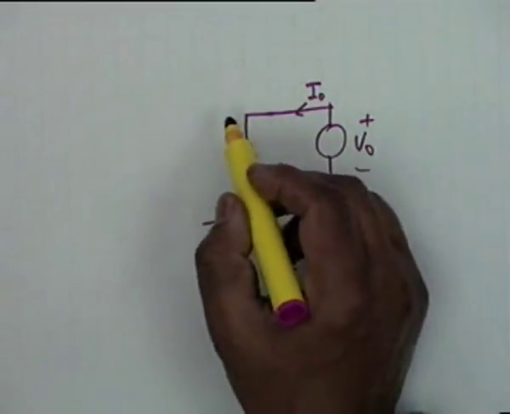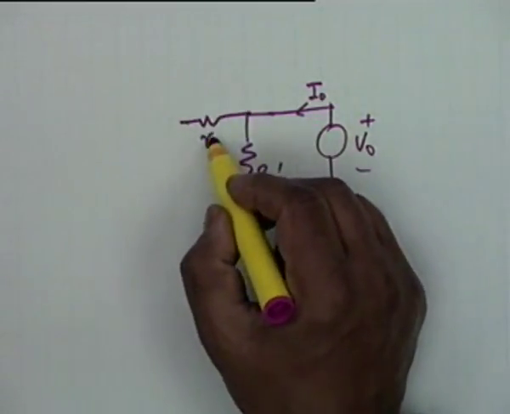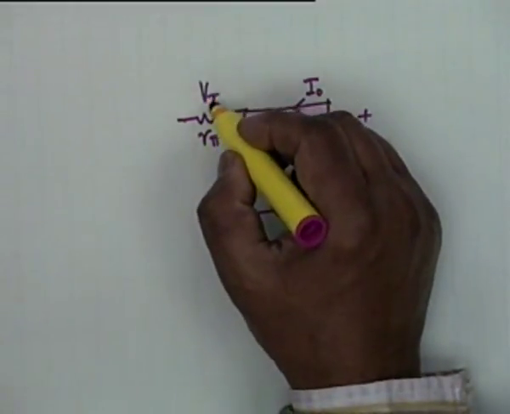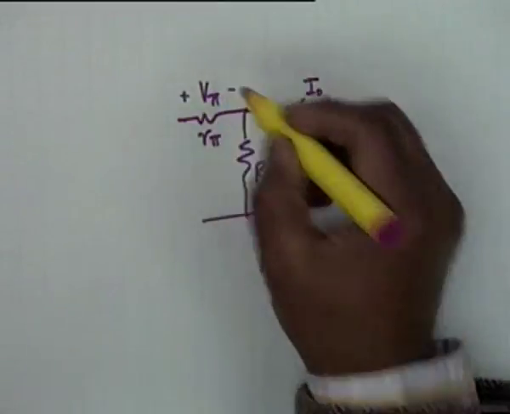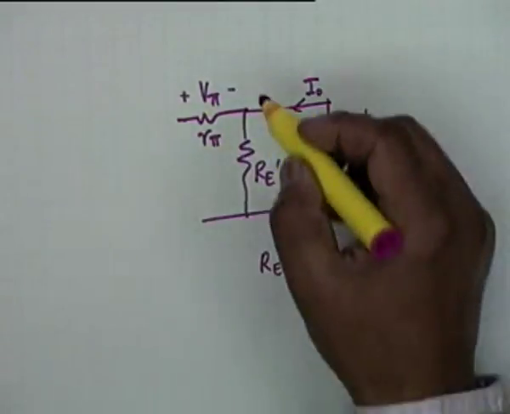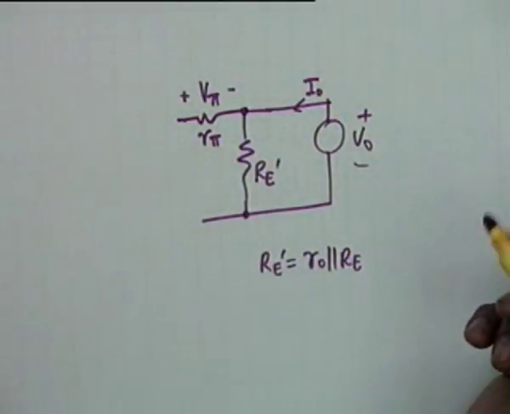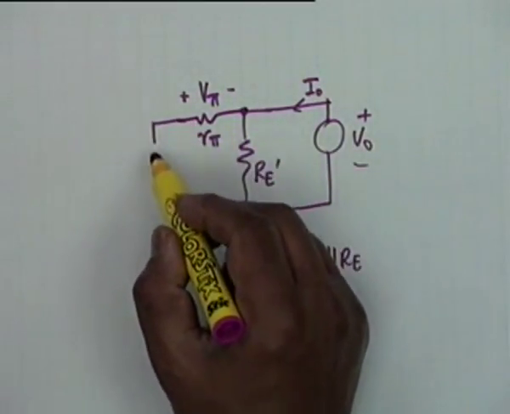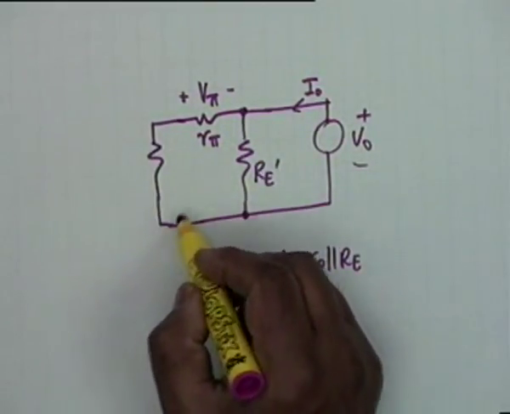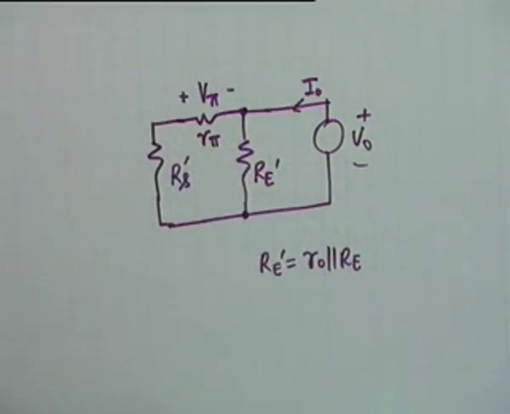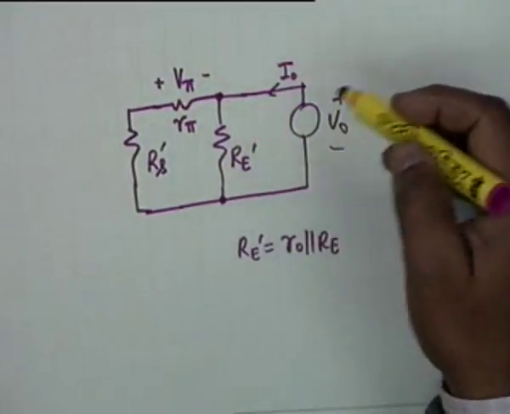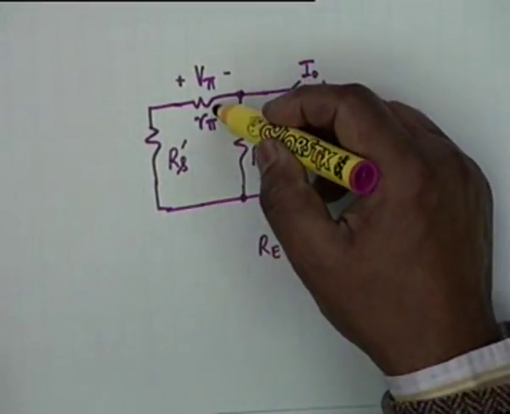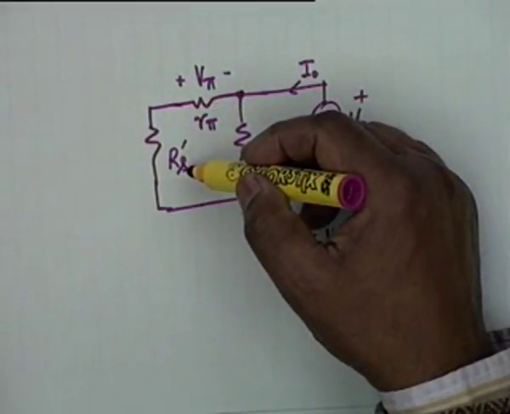Then I have an R pi. Let's write it in this way, plus minus. Is the polarity all right? Yes. Okay. Then we have a resistance Rs prime. Now you see, even if the source has been killed, V pi is not killed. V pi is the potential division of V0 between R pi and Rs prime.